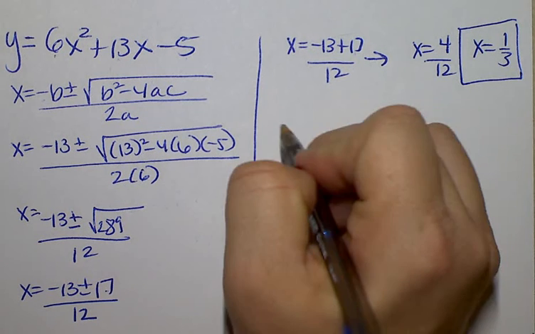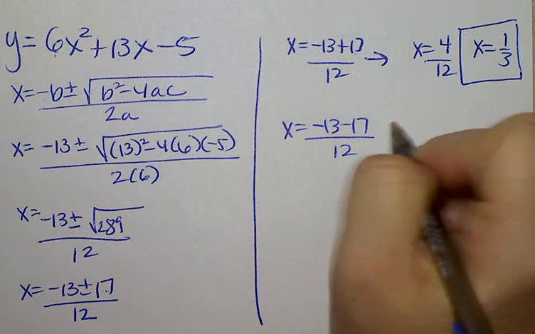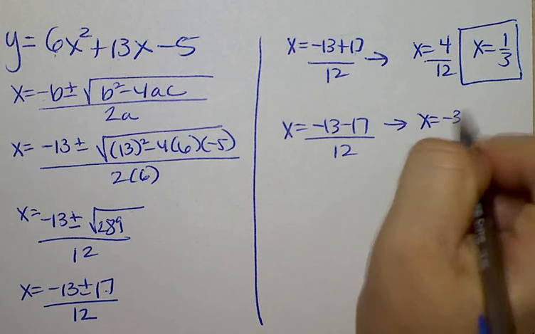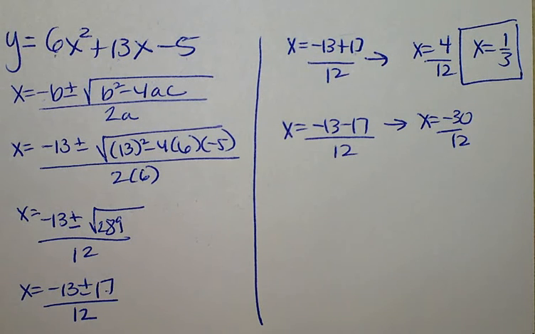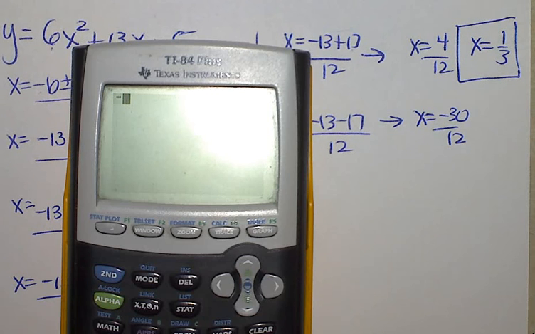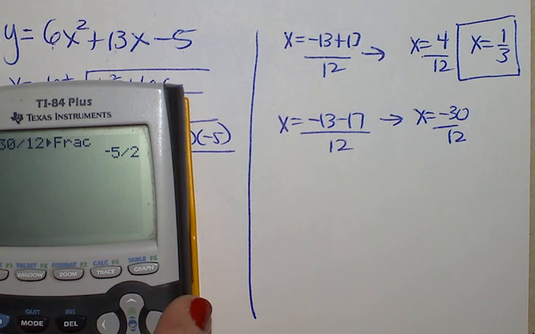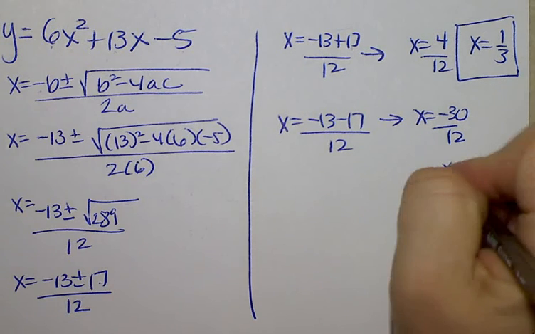The next time I'm going to subtract. If you're not good with doing this quickly, take -30 divided by 12 on a calculator and hit math, fraction, enter, enter. And it will reduce the fraction down to, in this case, -5/2. So those are the two answers.